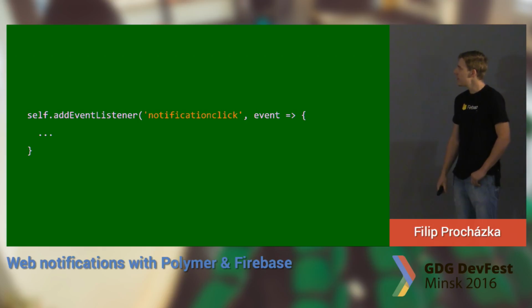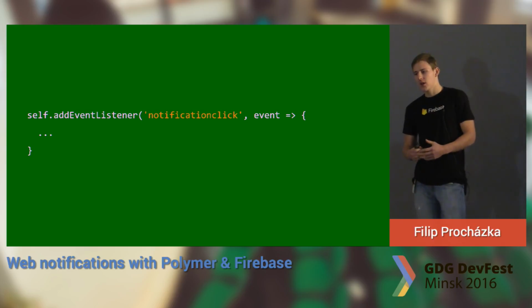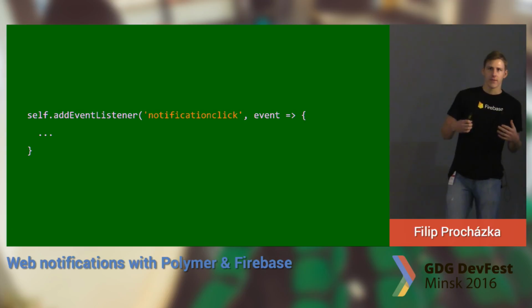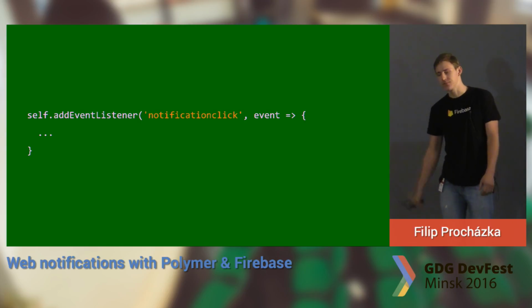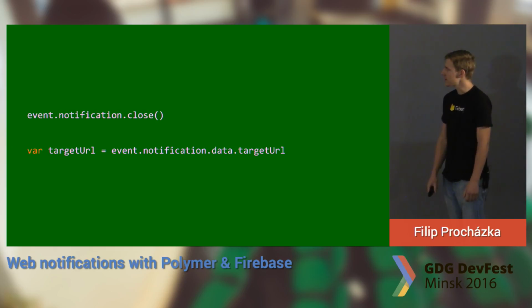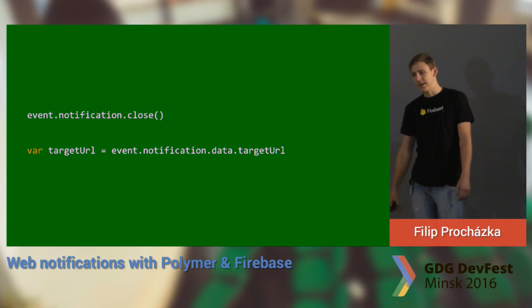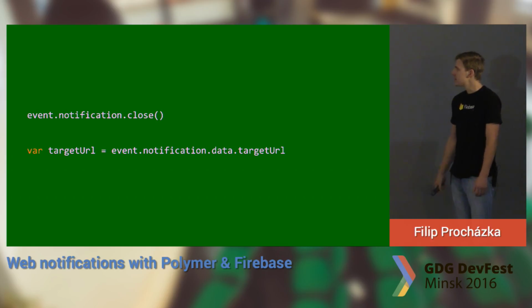And the second thing we need to do in our Service Worker is to register a callback for notification click. Because you want, when the user clicks your notification, to give him the context in the app and open the right URL. So we close the notification, as we don't want it to stay open when the user clicks it. Then we read the target URL. We provide it to the data object.